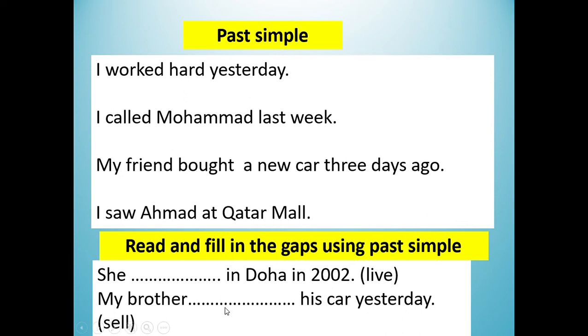My brother his car yesterday. Correct the verb sell. Because it happened in the past, you can bring the second form from the verb sell. Actually, it's an irregular verb. You can go to the list of irregular verbs and come back to me and tell me what is the second form of the verb sell. Excellent. My brother sold. S-O-L-D. Sold.